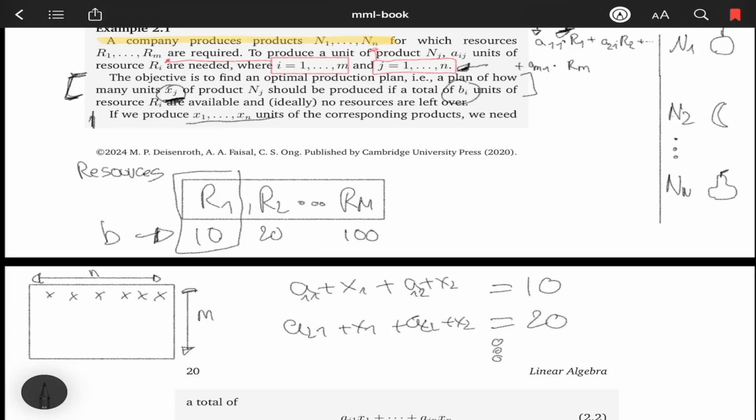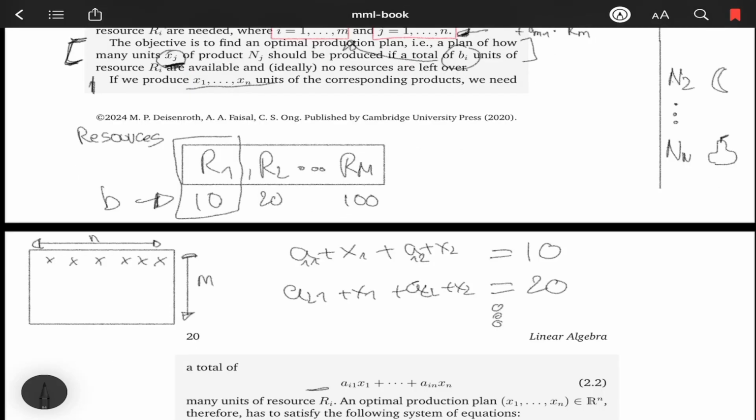We know that b is an i. So how many b's do we have? We have m b's. Okay, just knowing those two have different dimensions, we can already put them in different categories or sort them already a little bit.